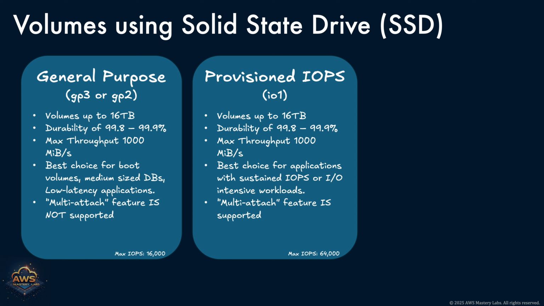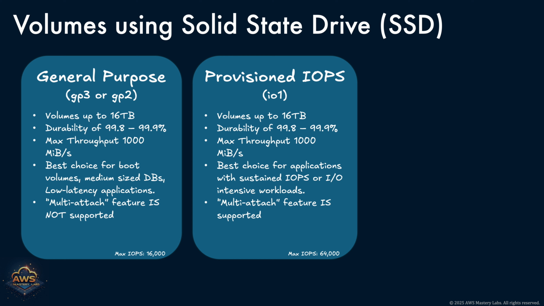With IO1, you can provision up to 64,000 IOPS per volume when attached to Nitro-based EC2 instances. This makes it well suited for large relational or NoSQL databases, transaction-intensive applications, and workloads that require high IOPS and throughput.